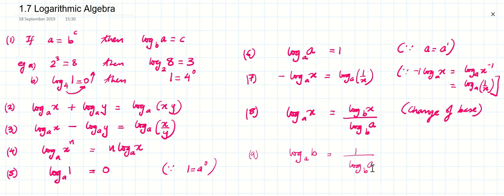So these are the rules of logs. They are extremely important and you must make it a point that you learn them. A few of them are in the formula booklet as well.